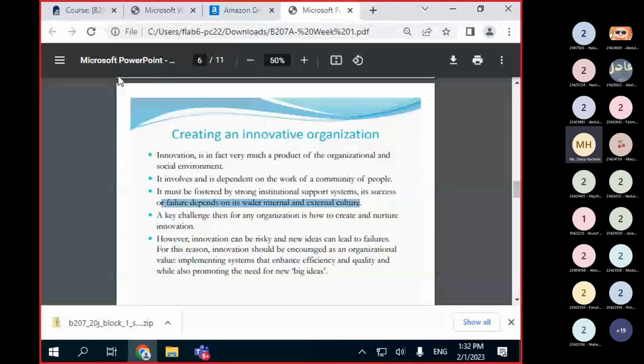Now, of course, the big challenge for organizations is how to create and nurture innovation. Yes, we live in a fast world. We don't always have time to stop and think about new ideas. Sometimes things are going so quickly that we need to just do whatever we are doing. Sometimes we don't have the time to innovate. This is the challenge, to have this balance between doing what you need to do and yet at the same time specify some of your time for innovation. That's the biggest challenge for organizations.